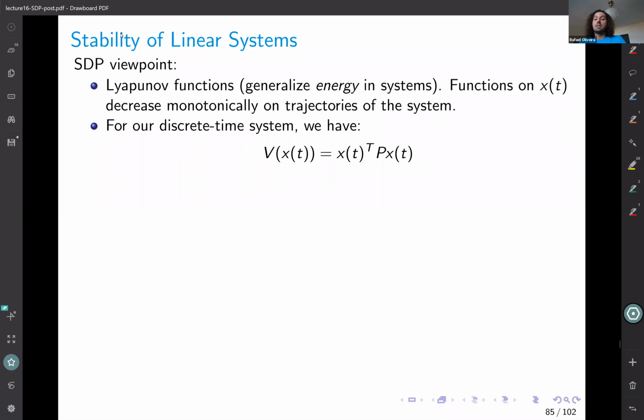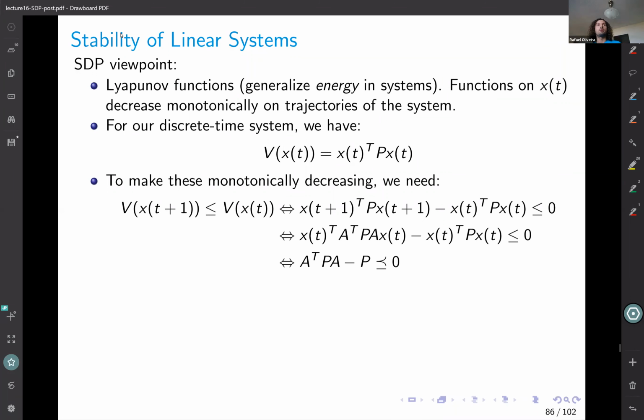So for our discrete time system, it turns out that we have a very easy Lyapunov function, which is the following. The function V(x_t) is equal to x_t transpose times P times x_t, where P is some positive definite matrix. We have this energy because we usually want energy to be non-negative, so we put P to be positive definite, because we want this to be positive whenever x is not 0. So we have this function for some symmetric positive definite matrix P.